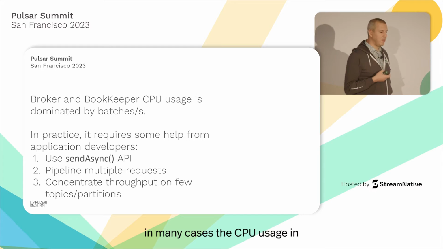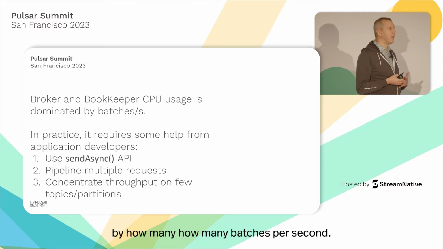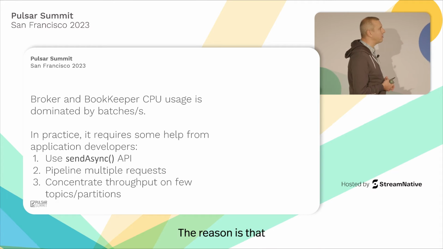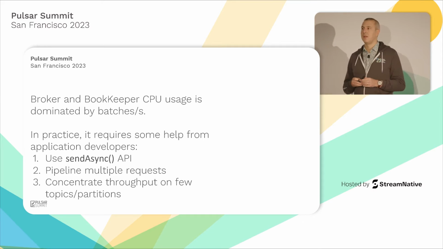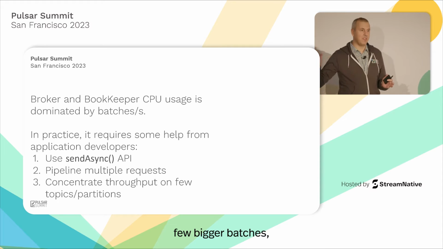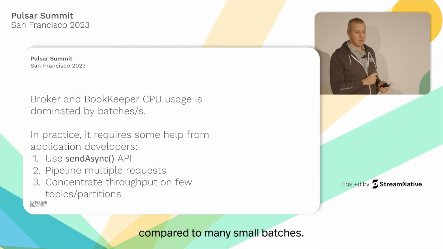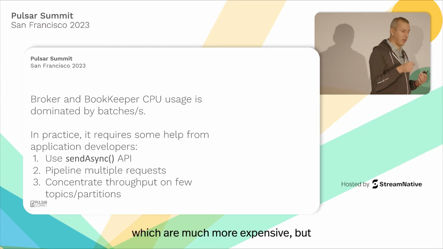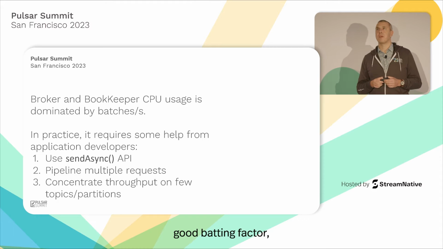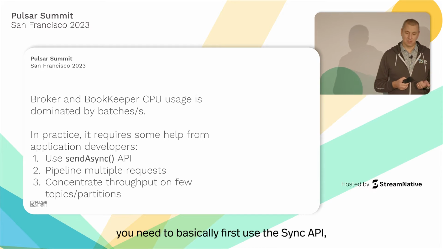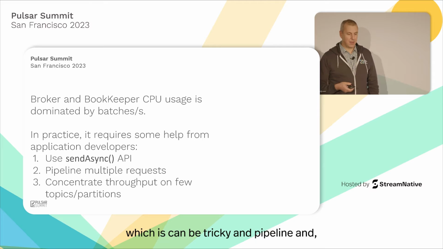In many cases, the CPU usage in both Pulsar and BookKeeper is determined by how many batches per second there are. The reason is that there is a lot of RPC involved per batch. If you have a few bigger batches, the CPU work is copying a big buffer, which is very efficient compared to many small batches, where you have to do a lot of RPC, which are much more expensive. To achieve this good batching factor, you need to first use the send-async API, which can be tricky, and pipeline, and so on.